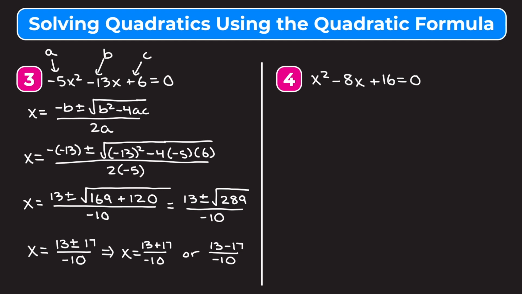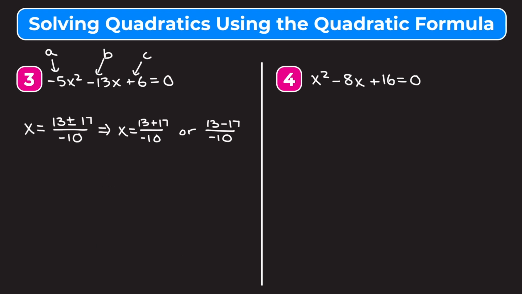And then we can simplify these some more. I'm just going to erase part of our screen because we're running out of space, and I'll keep what's important. So let's continue simplifying this. For our first solution, 13 plus 17 is going to give us 30 over negative 10, or 13 minus 17 is going to give us negative 4 over negative 10.